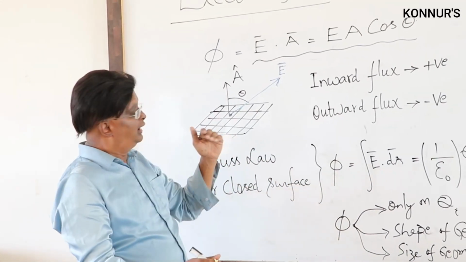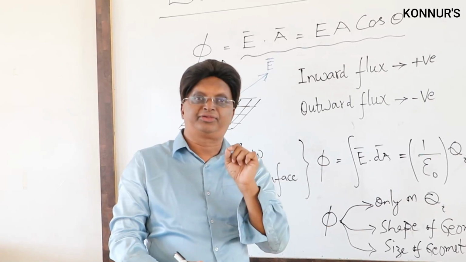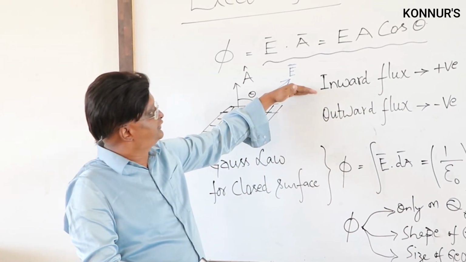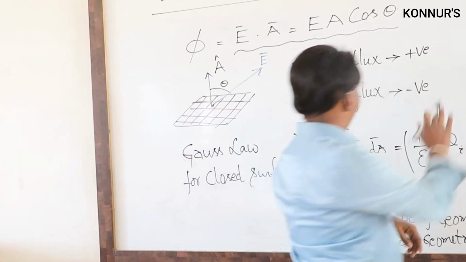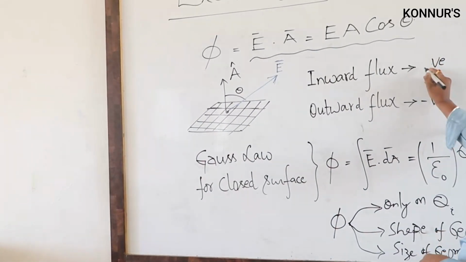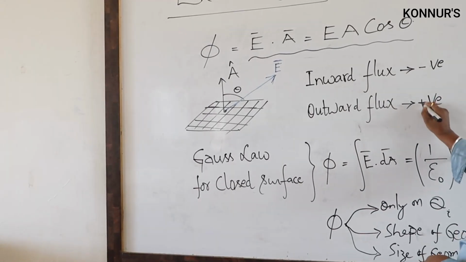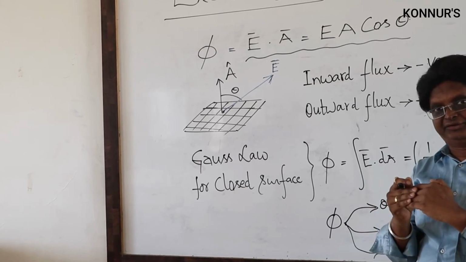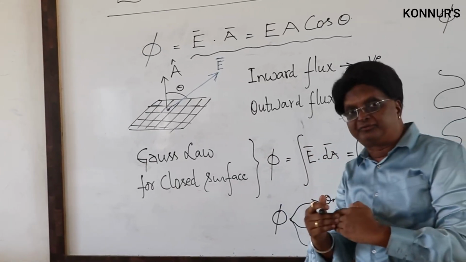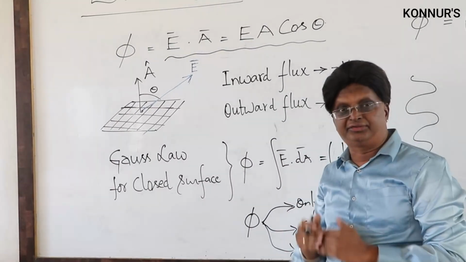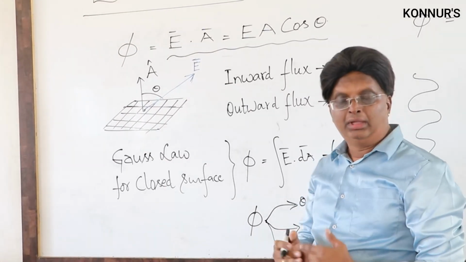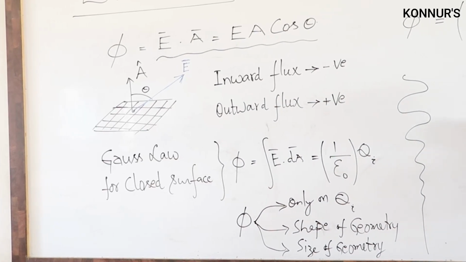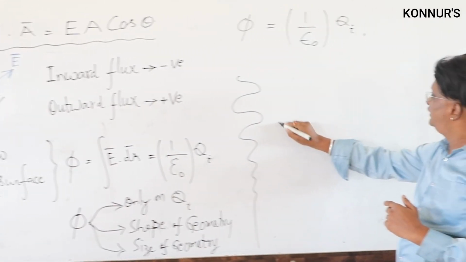Now, another important thing is the sign convention of flux. Here we have taken inward flux as always negative, and outward flux as always positive. Supposing it is flux entering into the surface, in all such cases the flux is negative. Let me show you diagrammatically over here. Can you please see this figure?